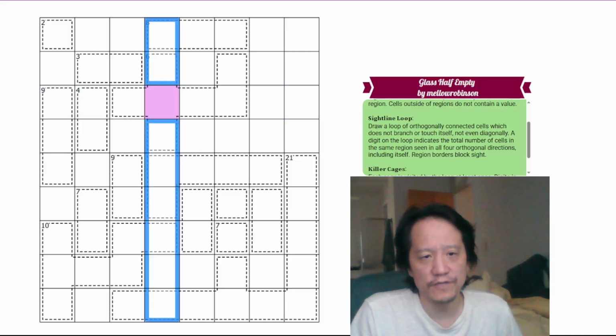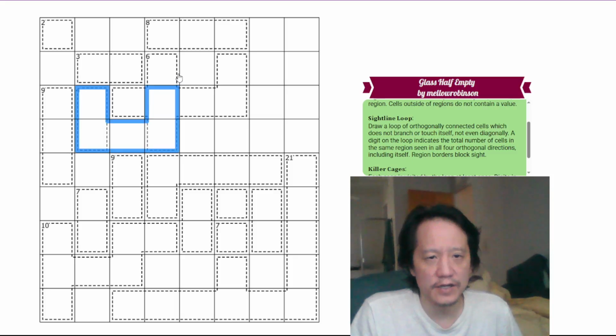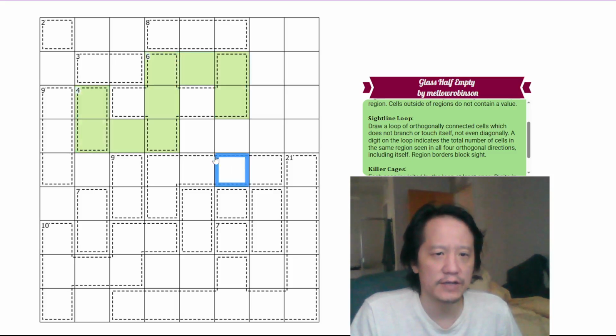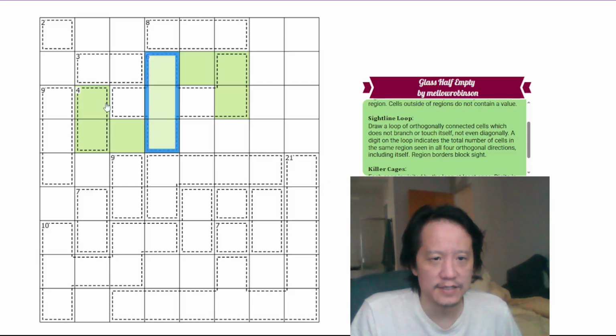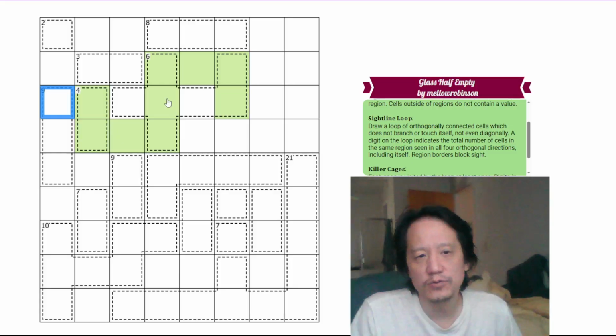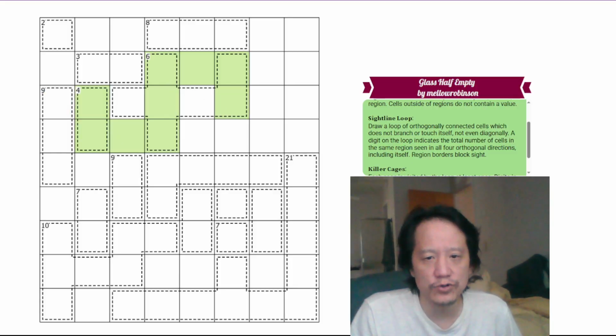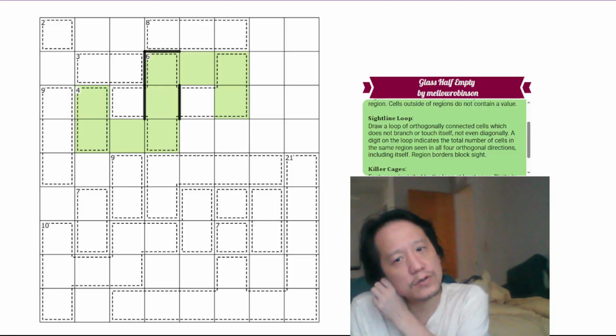So, if you had a region something like this, like we had previously, this cell, if it were on the loop, would count 1, 2, and 3, and that's it. It would not be able to count either of these digits because you would be blocked by the region border, which would have to be there and there, right?